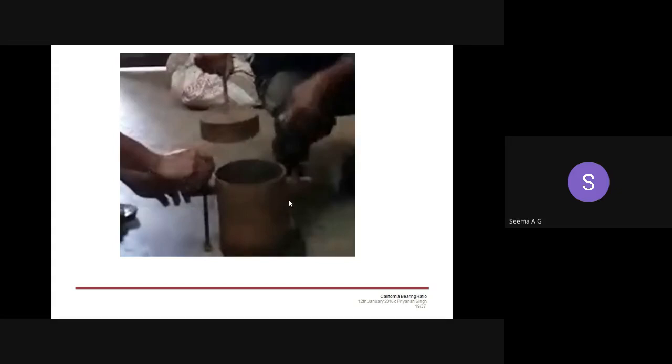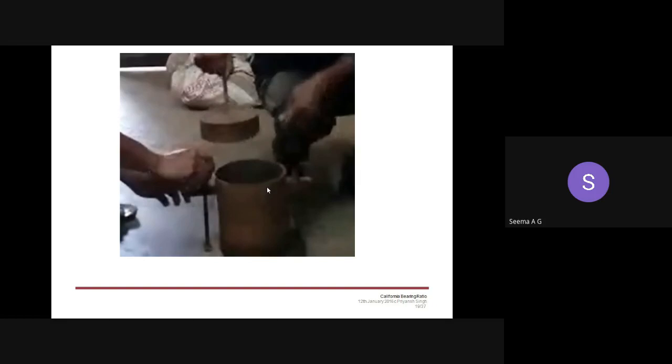Then we have to fill the soil in the mold. We'll show you how to fill the sample in the mold. This is the mold in our laboratory, our CBR mold. First the base plate is placed, then the mold is placed and properly tightened. Then the spacer disc is placed inside the mold, and after placing the spacer disc, we place a filter paper.